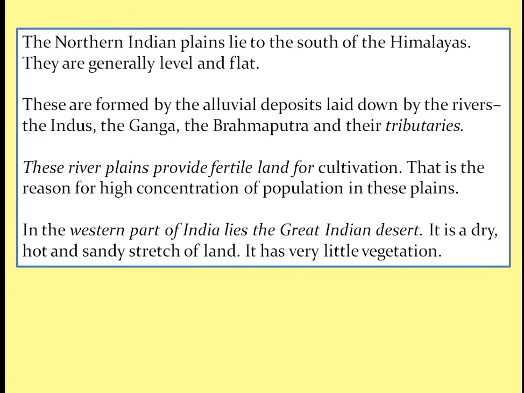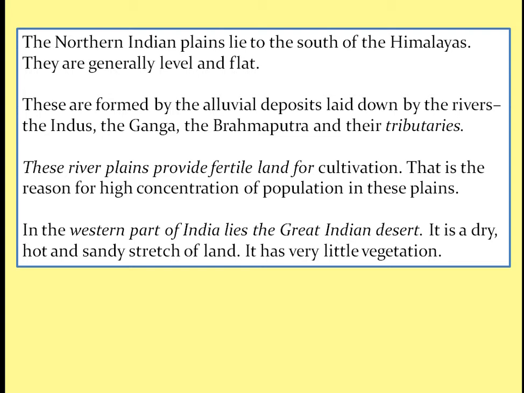The northern plain. Next we are going to see about the northern plain, which lies to the south of Himalaya. They are generally level and flat. These are formed by the alluvial deposits laid down by the rivers. The rivers are Indus, Ganges and Brahmaputra and their tributaries. These river plains provide fertile land for cultivation. That is the reason for the high concentration of population in these plains.